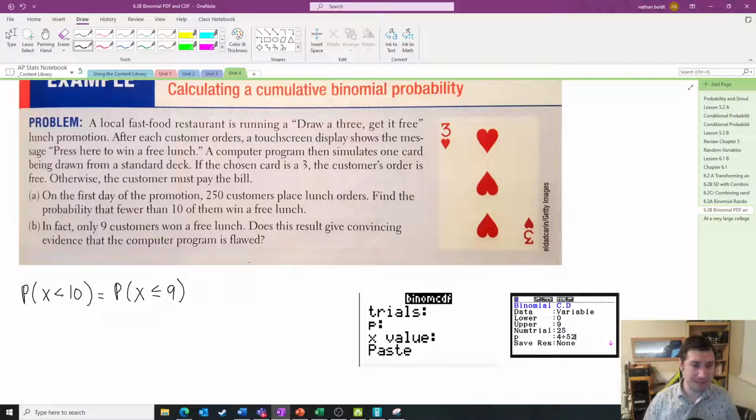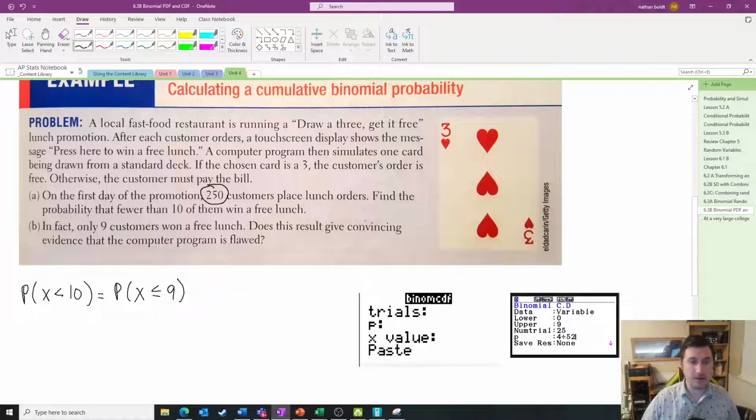If you want them to be independent, you always have to draw a card and then put it back. Thankfully, we're only drawing one card, so we definitely have independence here. All right, N, the number of trials, has to be set. Is that true? Yes, we are doing 250 customers.